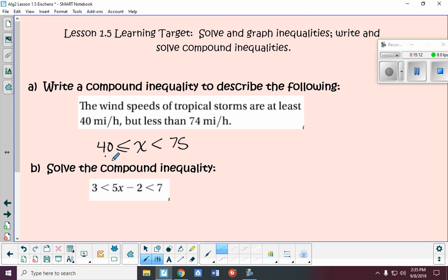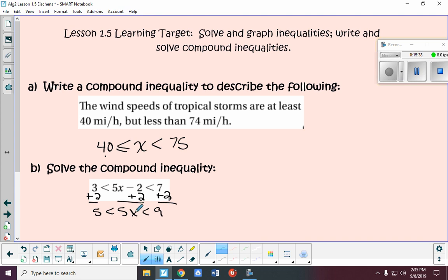Let's talk about how you solve a compound inequality. You have 5x minus 2 is greater than 3 and less than 7. So we want to get the x by itself in the middle. So if you do something to one part, you have to do it to the other parts. So we have 5 is less than 5x, which is less than 9.